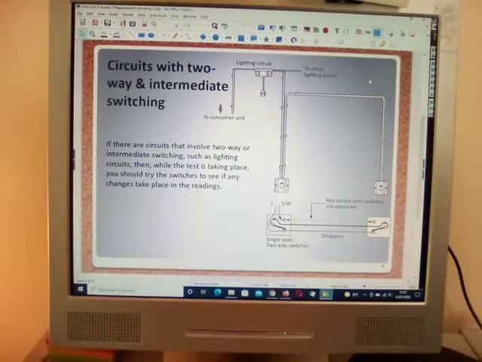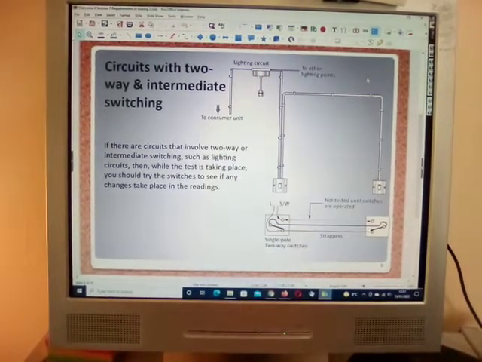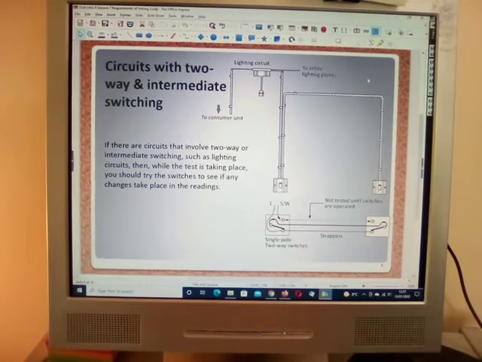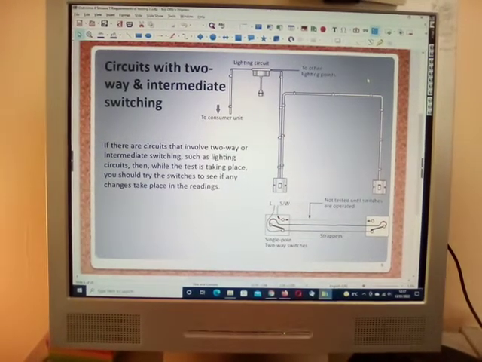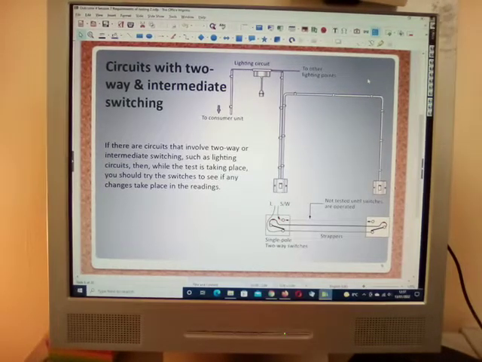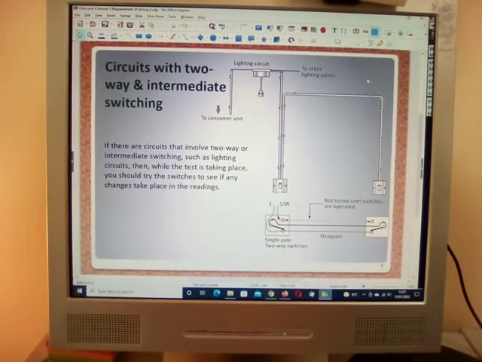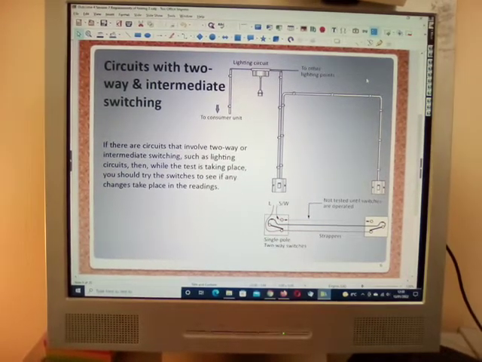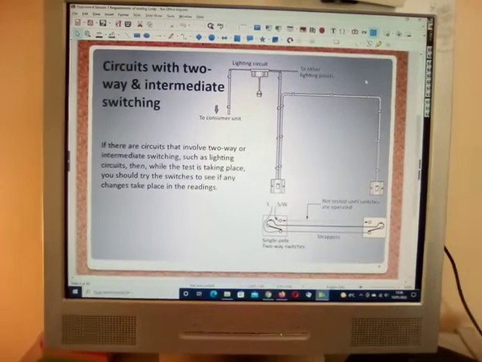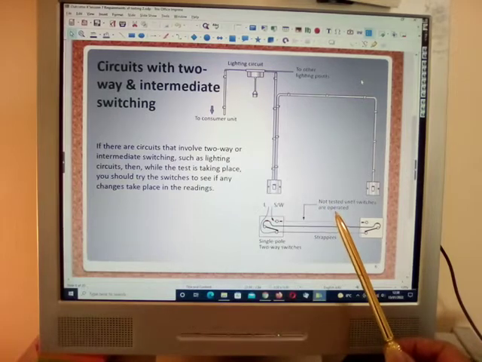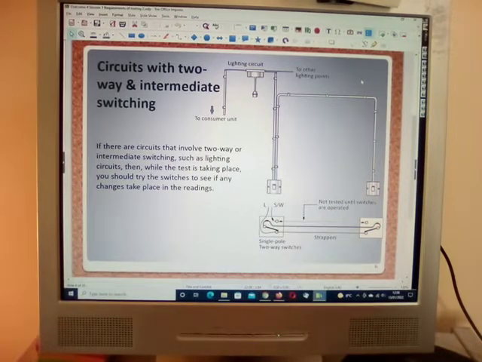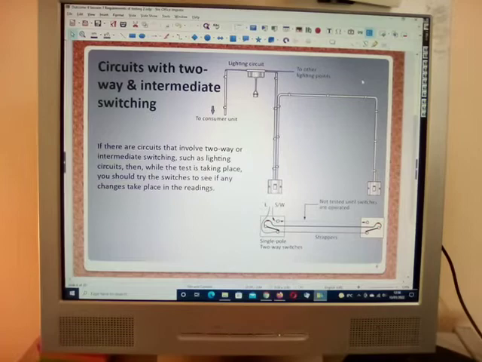And here we're looking at circuits with two-way and intermediate switching. Now you'll see here it says not tested until switches are operated, because those would be your strappers basically.